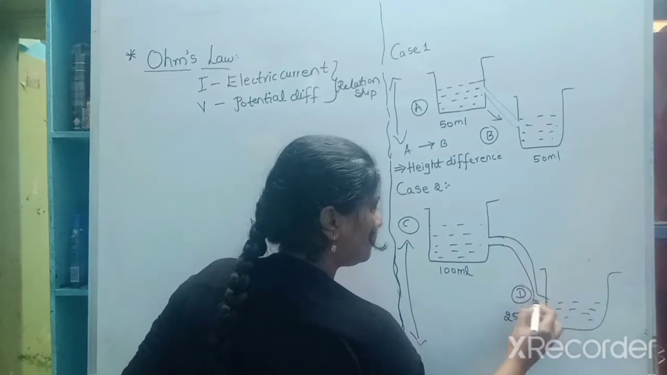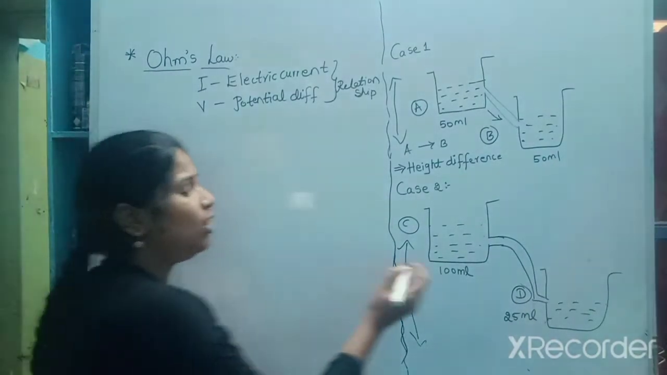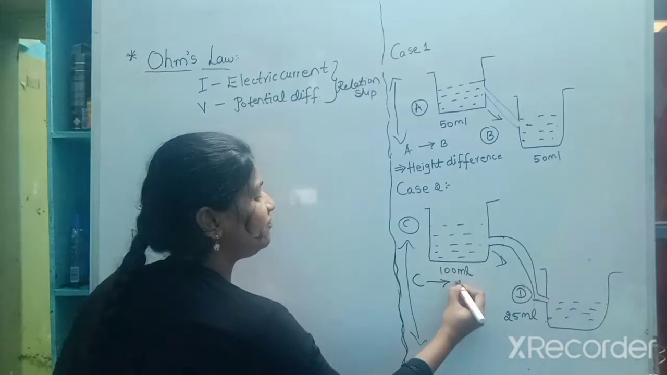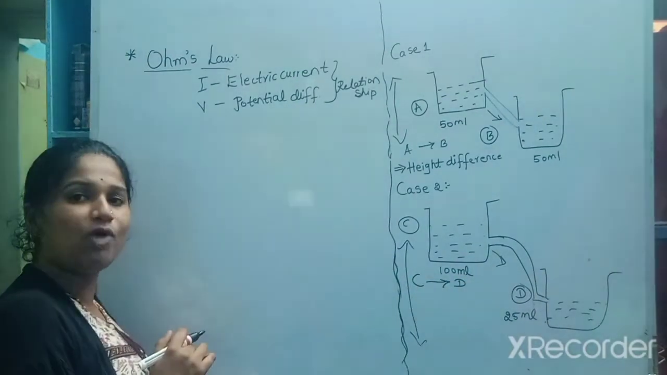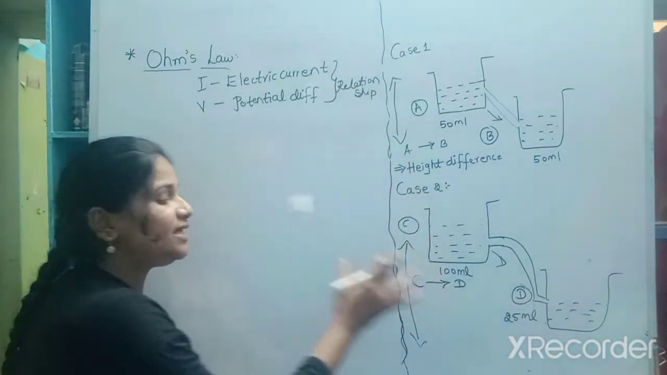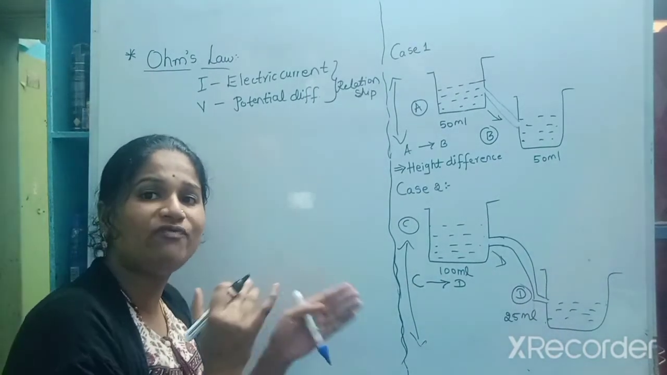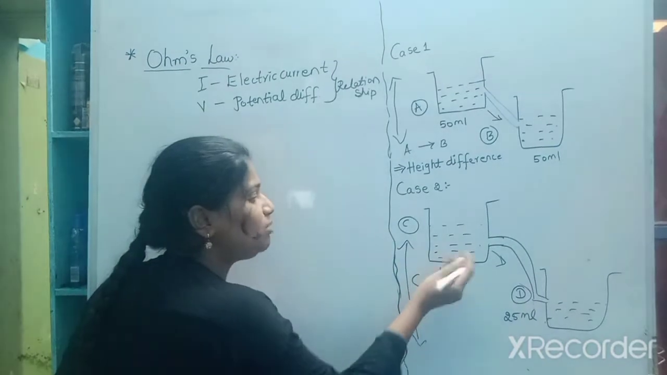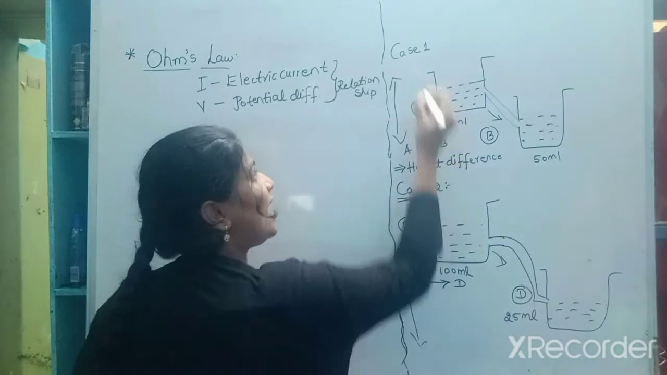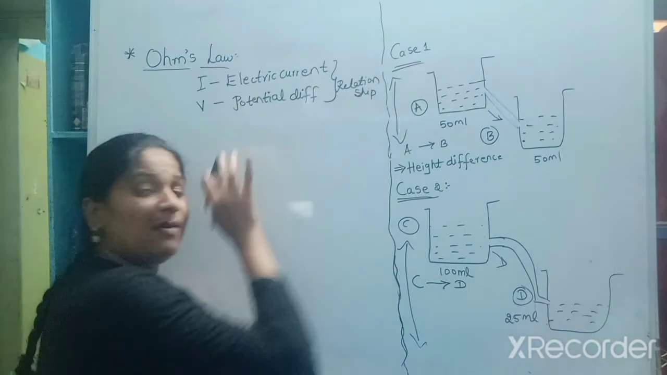Let us connect these two beakers through a pipe. Now, when you see the flow of water here, the flow of water will be from C to D. And when you see the speed of flow of water, it is more. The water moves at a very fast rate in case 2 compared to case 1.